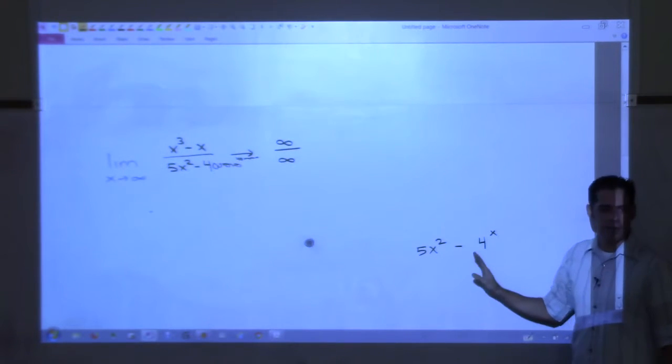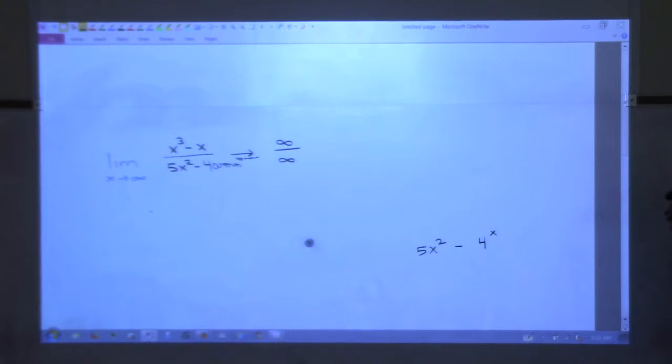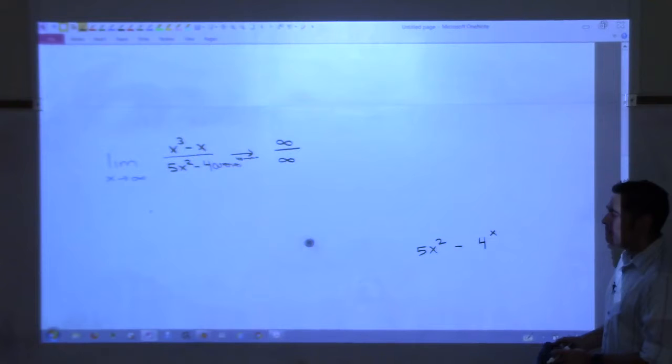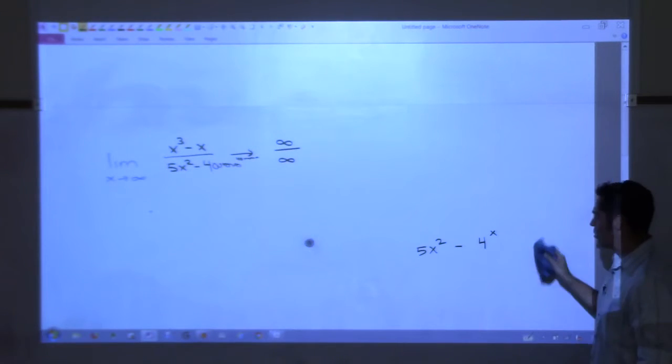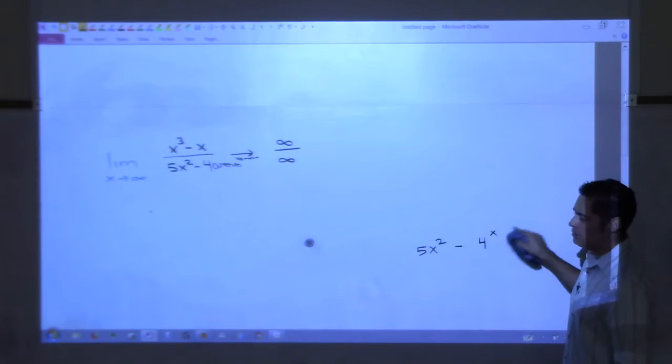But we're not here yet. We're going to talk about exponential and logarithmic functions. We are going to incorporate them in here. But not yet. So good question. This would definitely change the answer though.